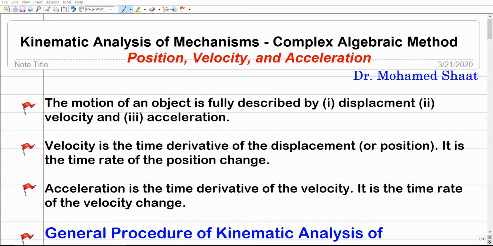So what is the velocity? As you know from physics, it is the time derivative of a displacement or position vector. What does a time derivative mean? It means that the velocity is the time rate of position change. It measures how the position or the displacement of an object changes over time. The acceleration as well is the time derivative of the velocity, meaning it is the time rate of velocity change, how the velocity of an object changes over time.